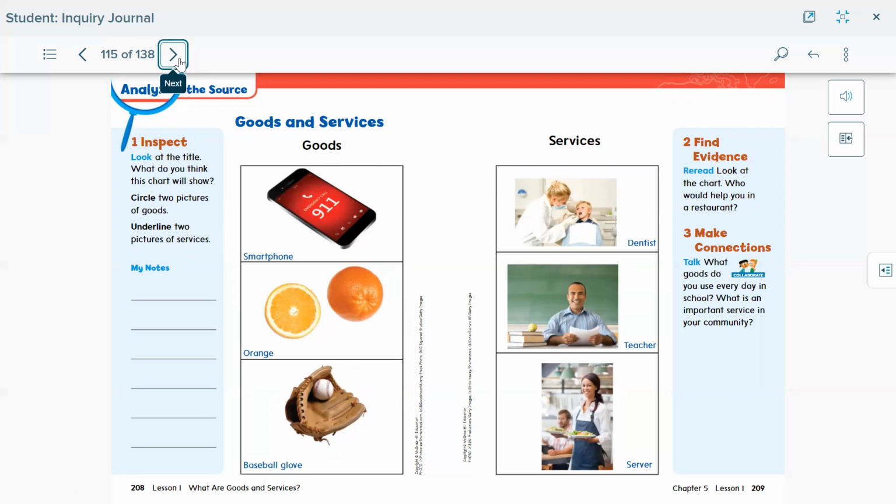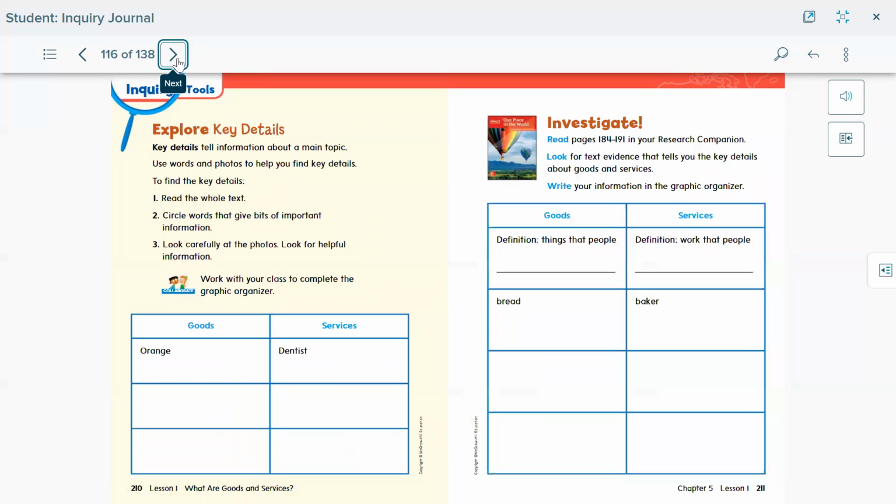Okay. Let's see what activity we have. Page 210. Key details. We agree that details are more information and knowledge about the main topic. So I know the main topic is goods and services. So let's see what we have here. We have goods and we have services. So we need to list what goods we have from our text and what services we have. So let's write down.